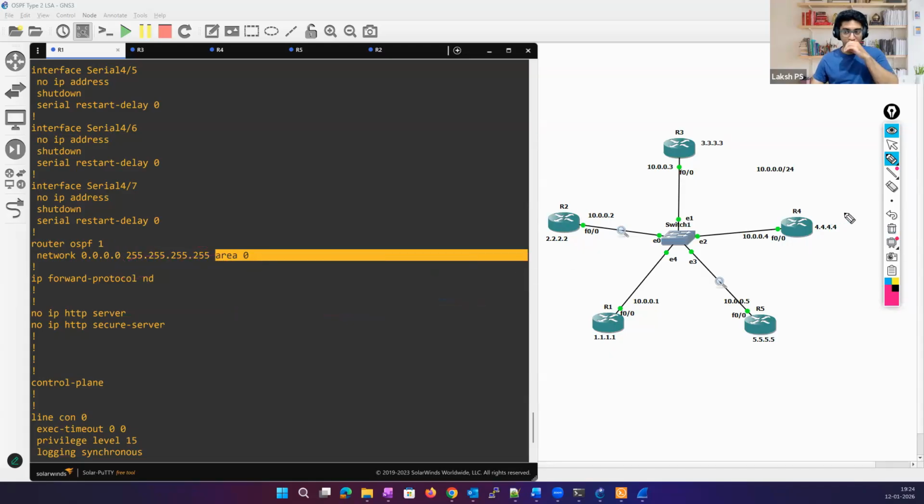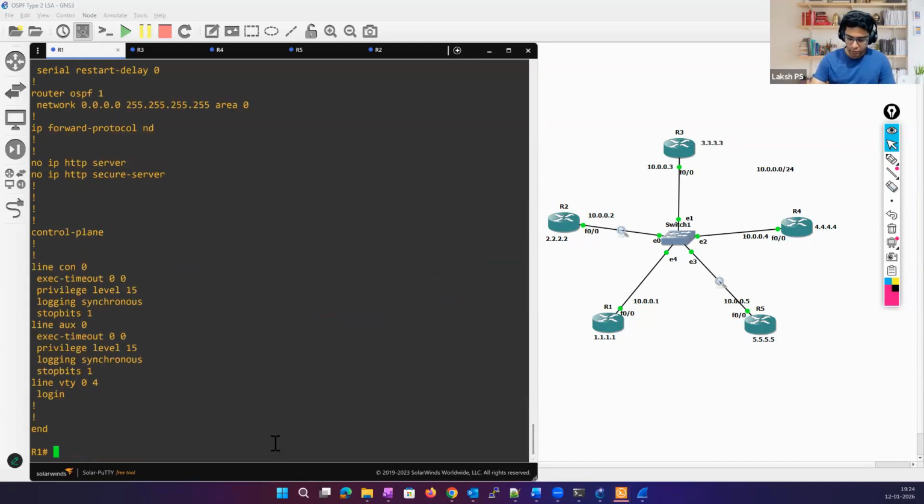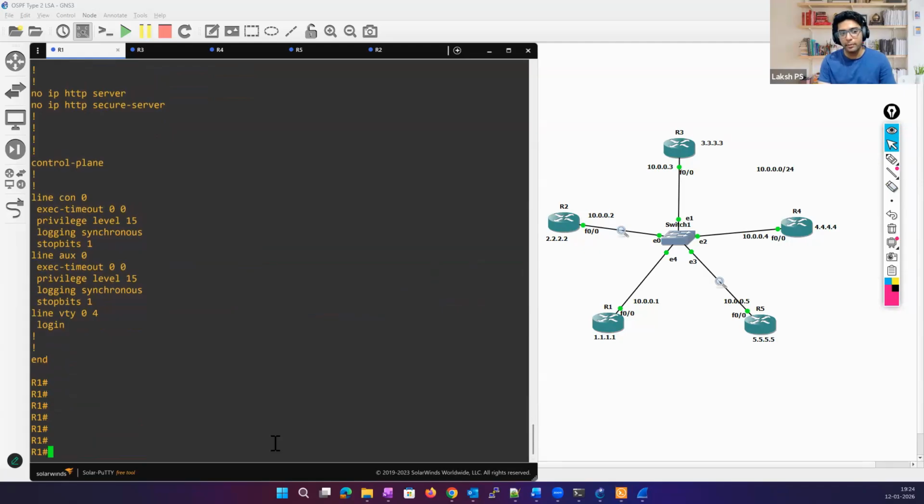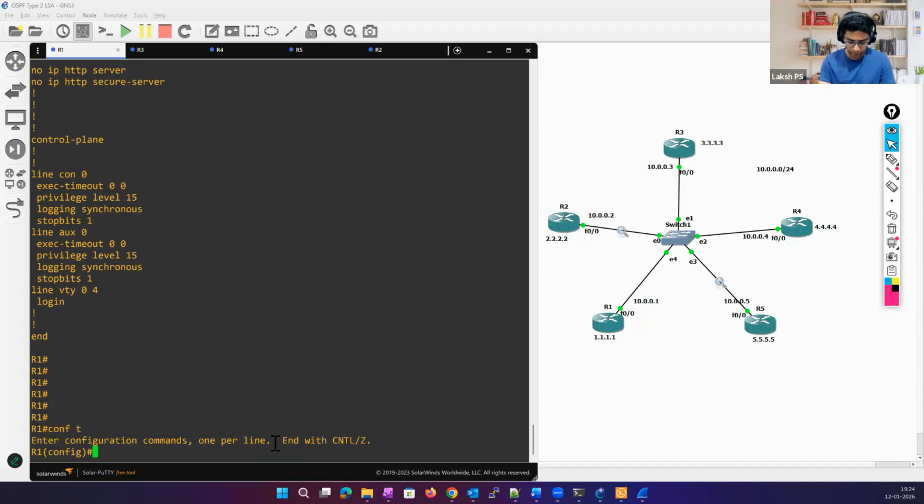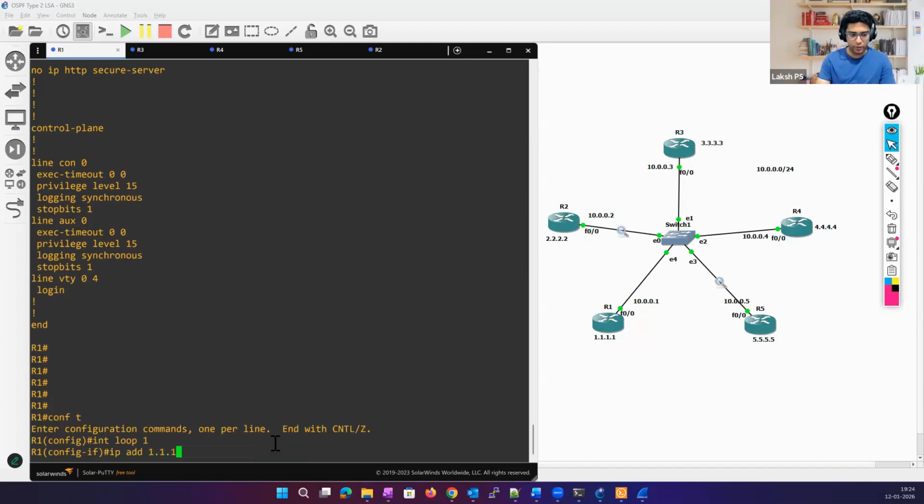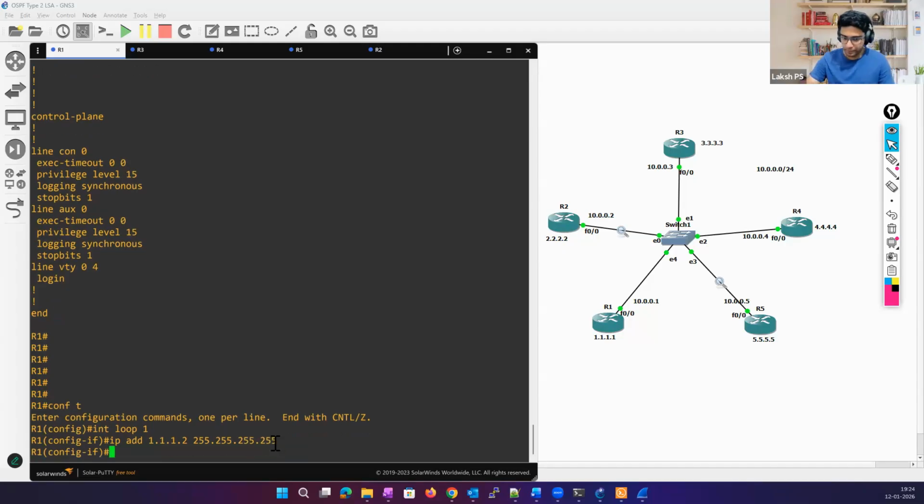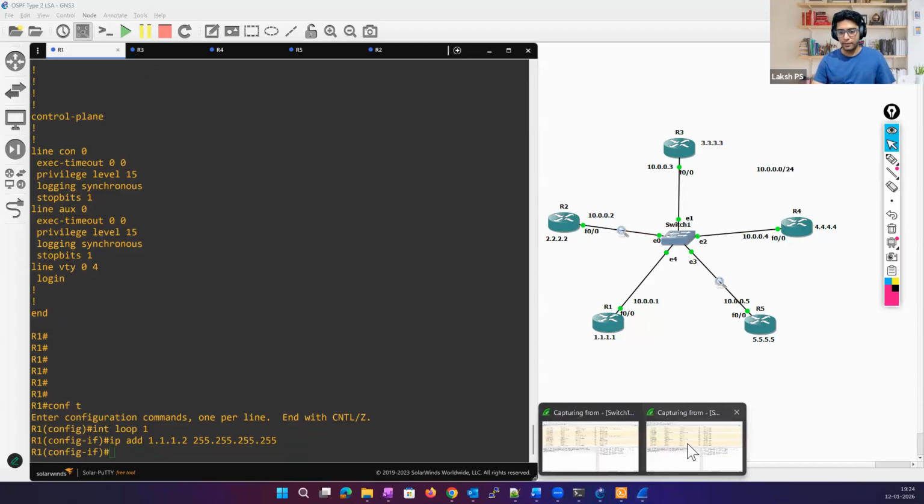So this means that I have configured OSPF on all the routers. The moment I configure a loopback address on R1, it will also be enabled with OSPF, and that particular link will be advertised in the hello messages to all the routers. We will see that. Configuration terminal, interface loopback 1, IP address 1.1.1.2 255.255.255.255. Now let's go on R2's this link.